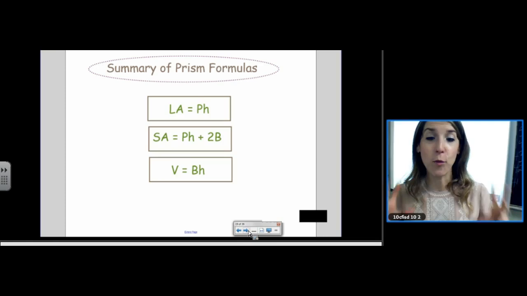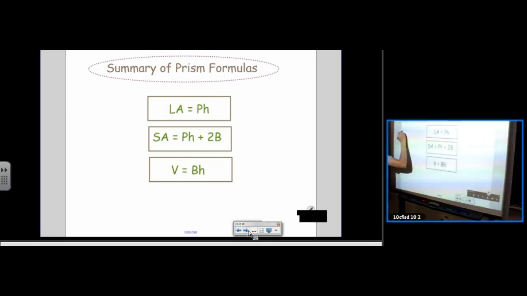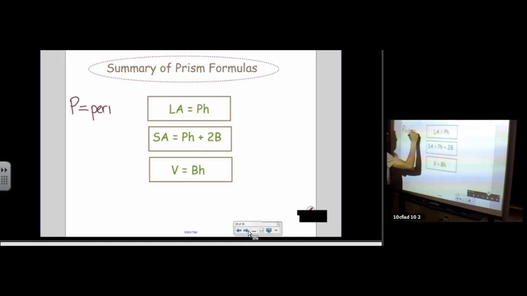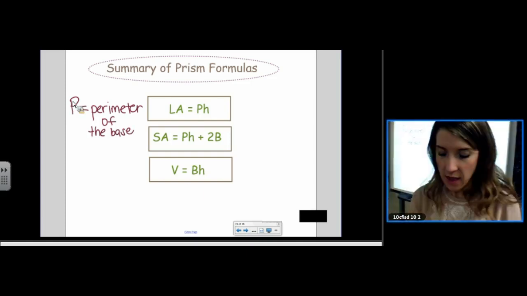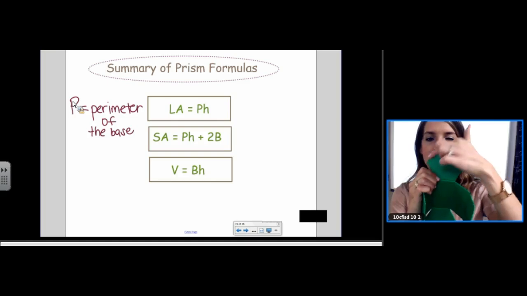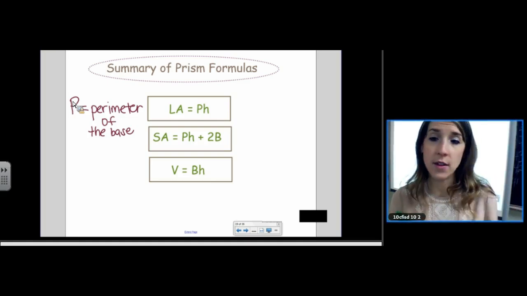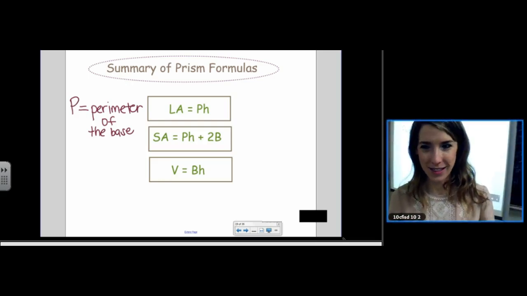Formulas are no good to us if we don't know what the variables mean. We need to know what the variables mean. Very cool, Alex. Capital P, it means something. It stands for perimeter, but not just any perimeter. Perimeter of the base. Not the perimeter of both bases, the perimeter of one base. So capital P would be add up the edges of the hexagon, or add up the edges of the triangle. P stands for perimeter of the base.